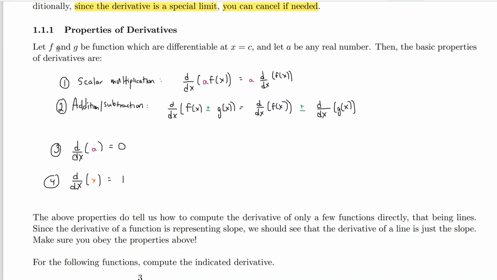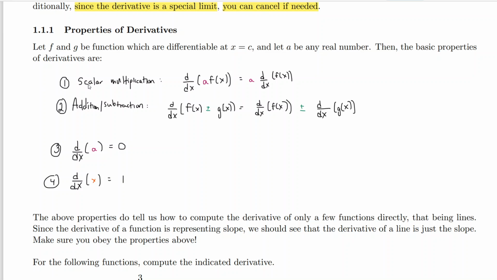So the setup here says let f and g be functions which are differentiable at a number, x equals c. Now, all I'm saying here is that we can do the derivative. If it wasn't differentiable, then doing the derivative of f of x, for example, would not make sense. So we're just saying we can do the derivative, and let a be any real number. Then the basic properties of derivatives are the following.